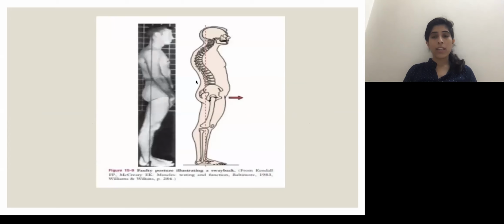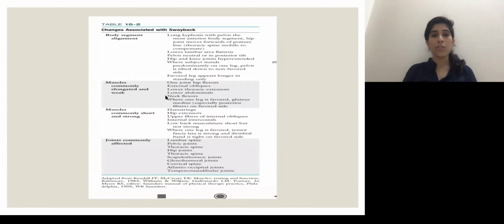Here you can see the kyphosis present in the thoracic region, and as a result there is lordosis in the lumbar area, knee or hip extension, exaggerated knee extension, and an anterior shifting of the pelvis. These are the changes associated with sway back deformities.